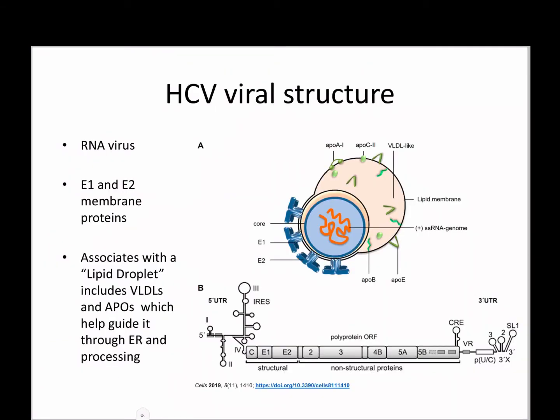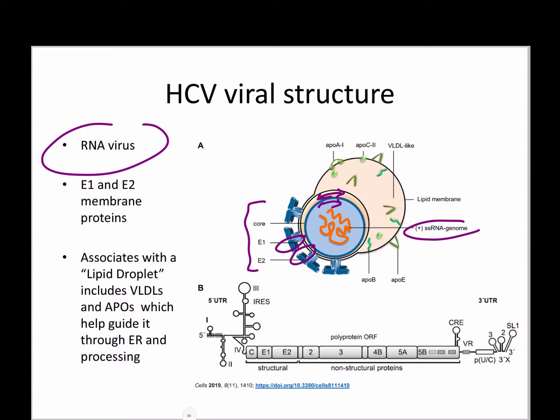So a very quick introduction to the viral structure. This is, again, an RNA virus. So the genetic information inside of it is in the form of a single-stranded RNA. It has a capsid, a membrane envelope, and membrane proteins. There are two membrane proteins that we're interested in, the E1 and the E2 envelope proteins.